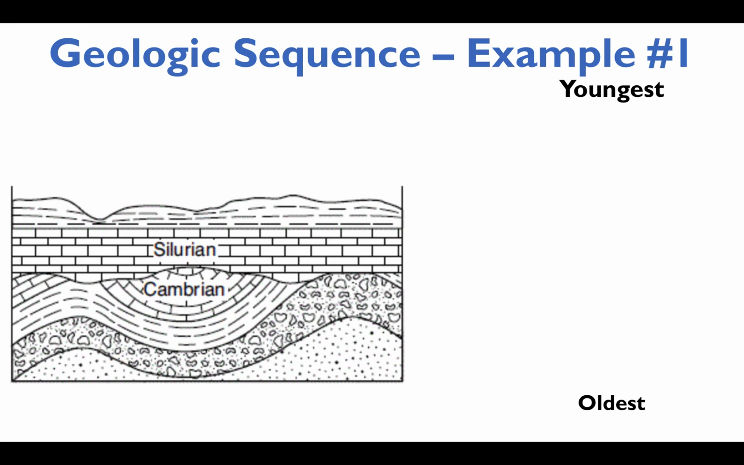Here we're going to look at an example of a geologic sequence in order to get more comfortable with putting events in order from oldest to youngest. But before we get to the sequence, we have to remember that sedimentary rock layers have very specific map symbols, as you can see in the image.